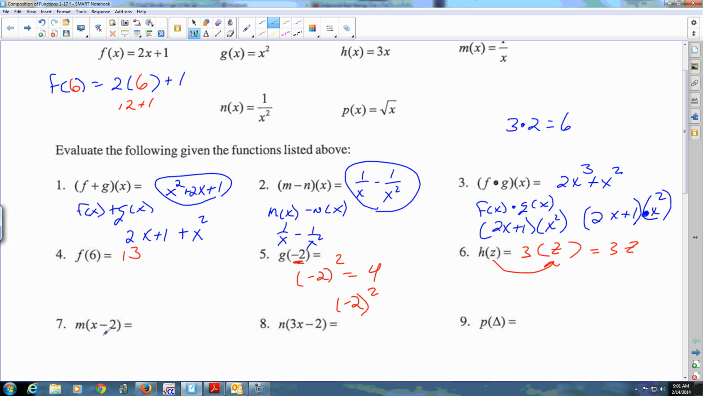Write your function first without the variable, then worry about what you're filling into it. So then x minus 2 gets filled in. So it's just 1 over x minus 2 is your answer.